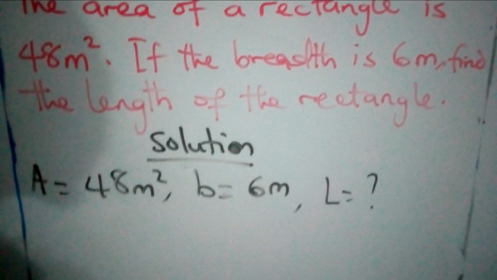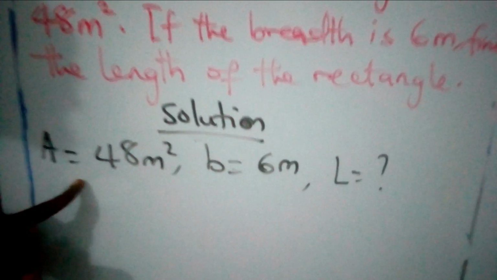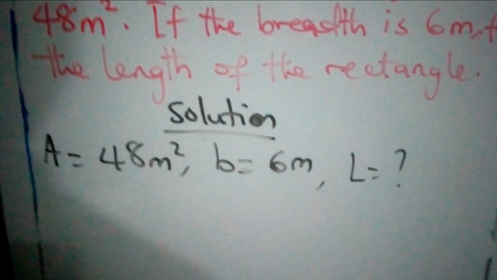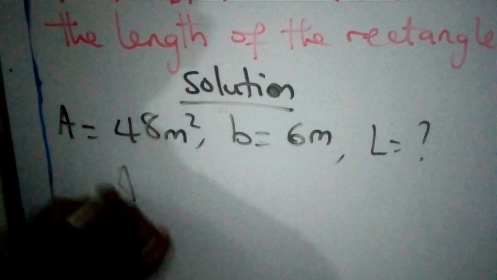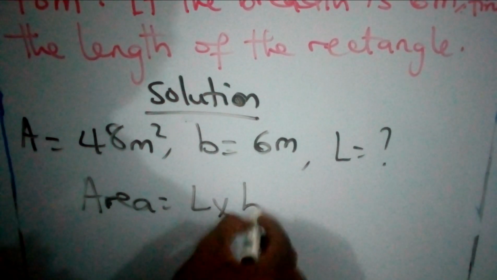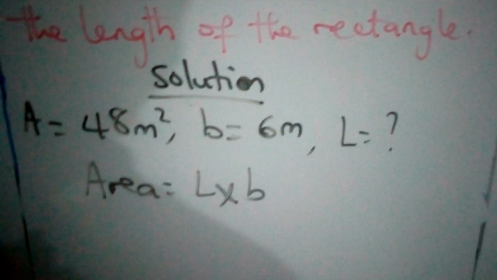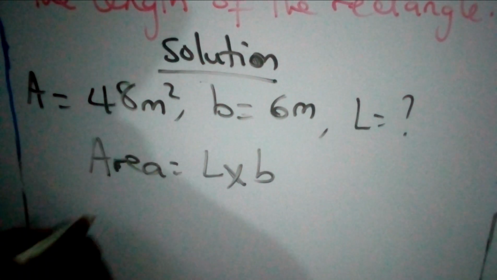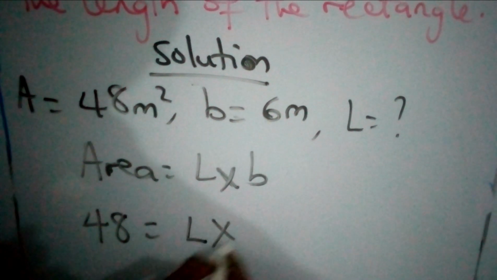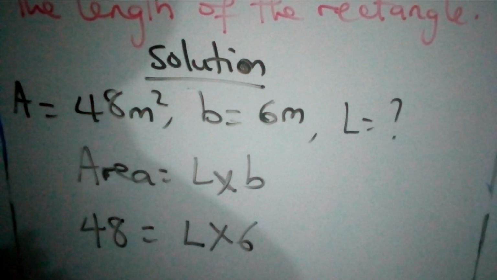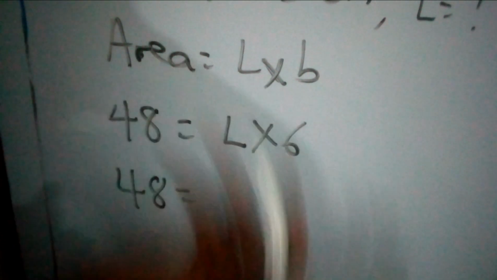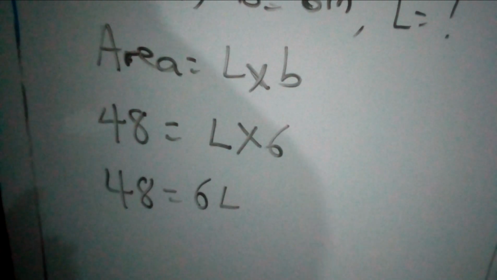Now for area to be given, it means we are dealing with the area of a rectangle. Please take note of that. And what's the formula for area of a rectangle from our chart? Area is length times breadth. So let's substitute. Whenever you see area, what do you put there? 48 equals L times breadth, which is our 6. So 48 becomes, what is L times 6 in our algebra? That is 6L. Okay? 6L.